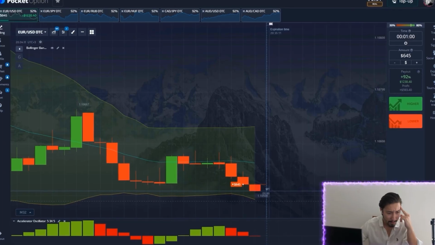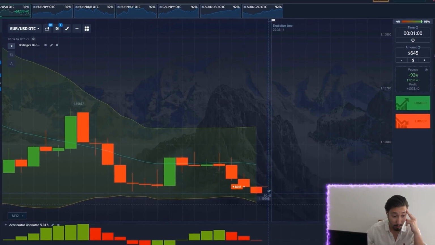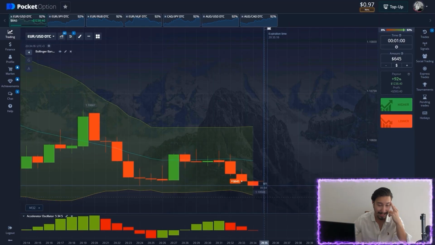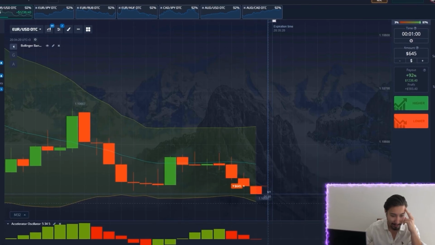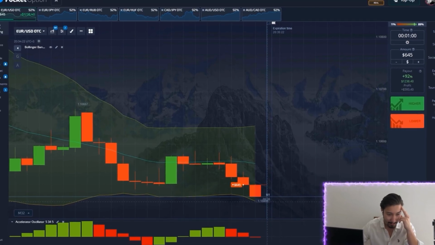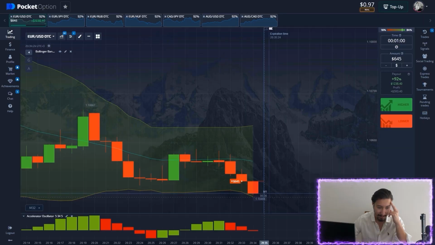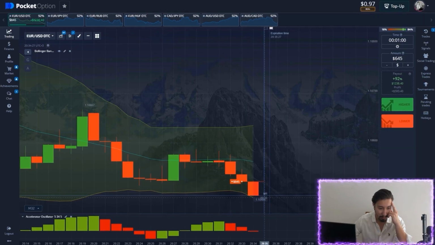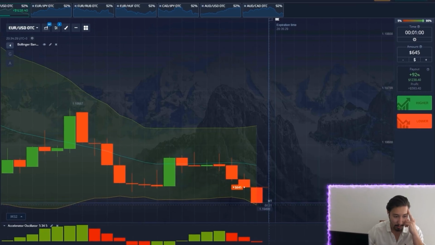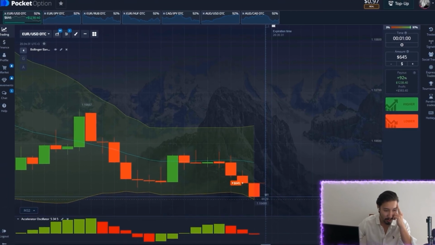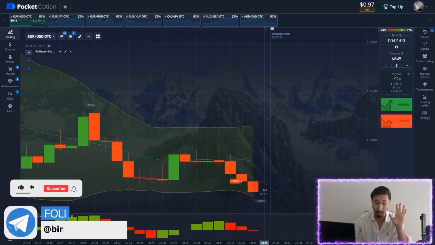Moreover, the histogram crossed level 0, which is a huge bearish signal, guys. And let's wait. Yeah, here we go. Look at this beautiful touch, exactly as we predicted, guys. Perfect position entry. Let's just enjoy the price movement.